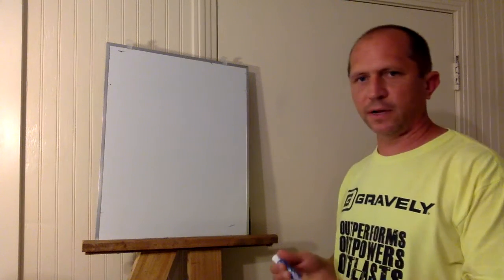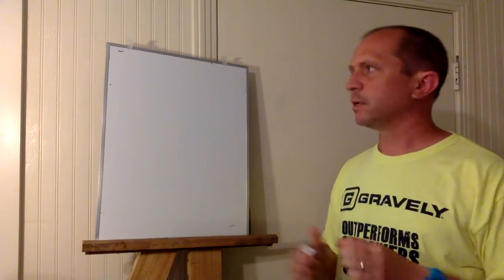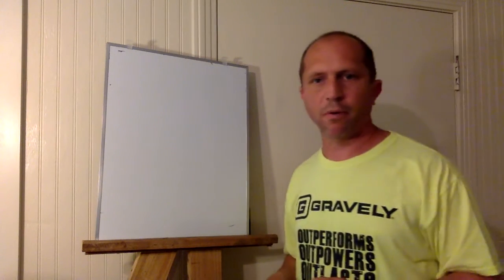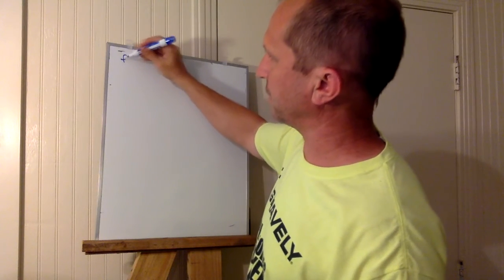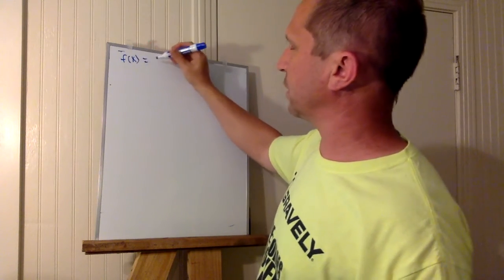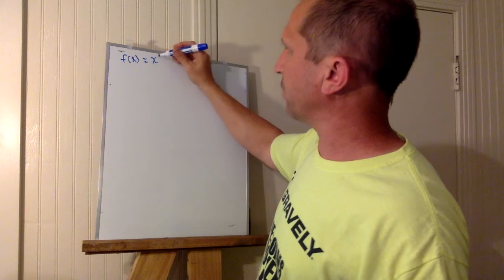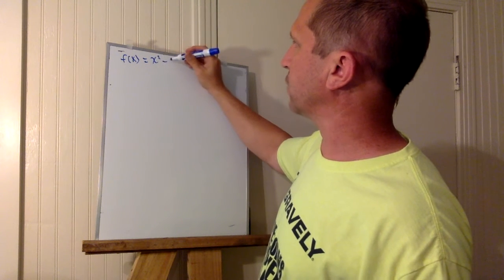Okay, so now here is approximation. We're going to use tangent lines to approximate different things. Now, I'm going to give you a couple of different examples. These questions can be worded several different ways. Let's just start off by saying f of x is equal to x squared minus 1.